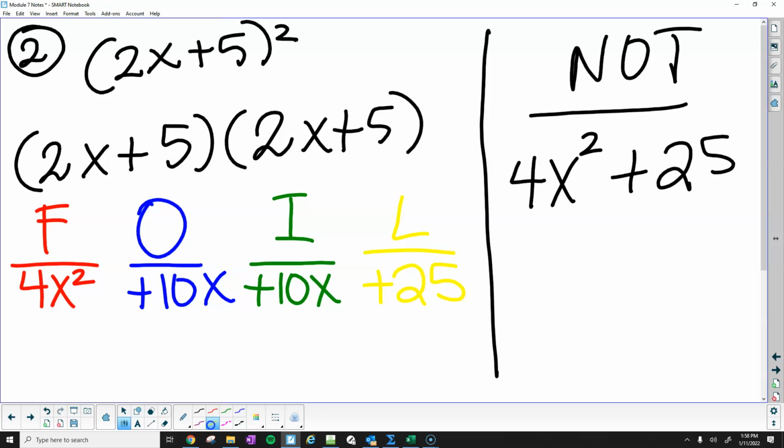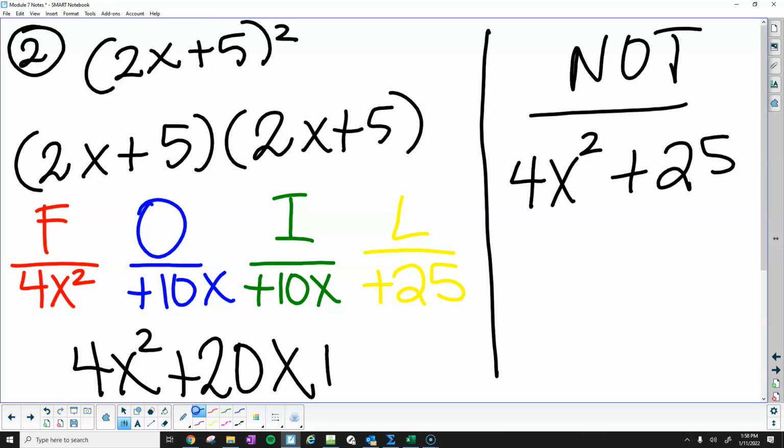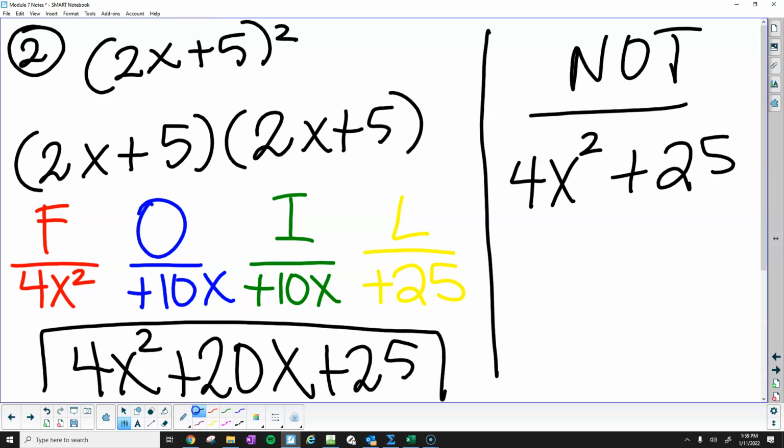So the correct answer is going to be 4x squared plus 20x plus 25. Got it? Cool.